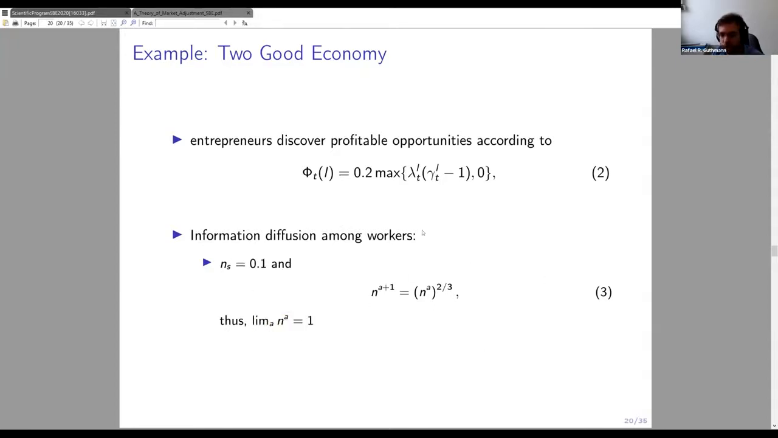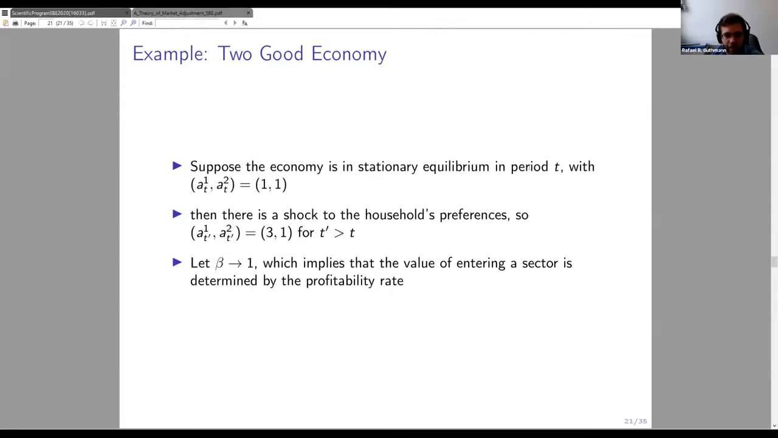Okay, so this means then that you have information diffusion of workers regarding the entrepreneurs in the market. So suppose you take the economy in some stationary equilibrium in period T, with the preference of the household like this. So the household spends the same amount of money on good 1 and good 2. Suppose now there is a shock for periods T prime greater than T: the household receives a shock and its preferences change. So the household likes good 1 much more than good 2, right? And suppose the discount factor, which I didn't define earlier, goes to 1. So the entrepreneurs don't discount profit, so they just go to the sector with the highest profitability rate in the steady state.